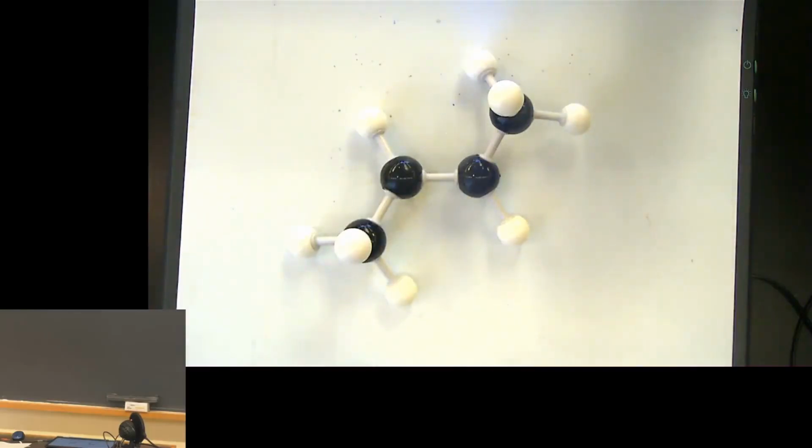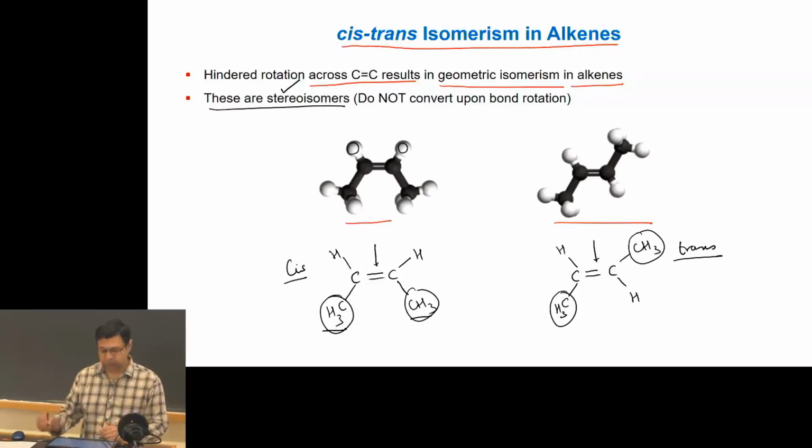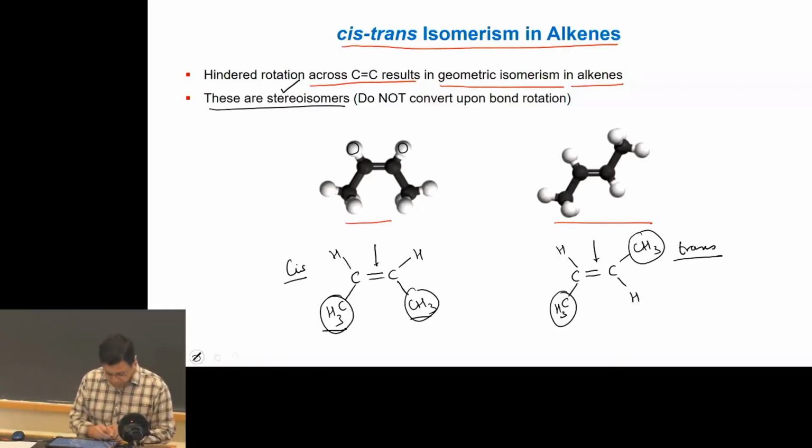Alright. So let's now get back to the slides. So key points of cis-trans isomerism: groups on the same side cis, groups on the opposite side trans. Cis and trans are stereoisomers. The only way you can convert cis to trans or trans to cis is by breaking bonds and forming new bonds. Alright. So let's take a few examples on cis-trans molecules.